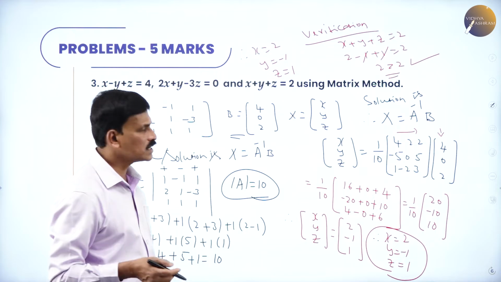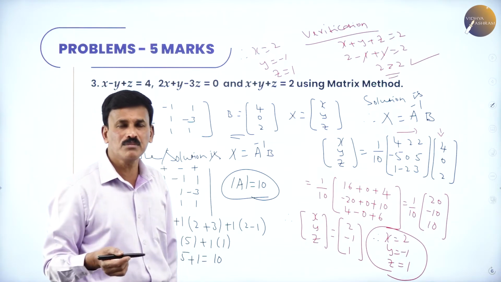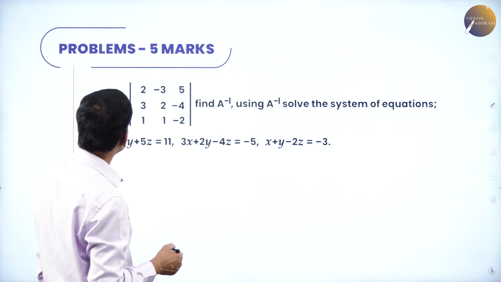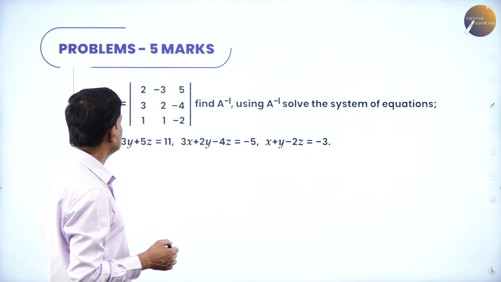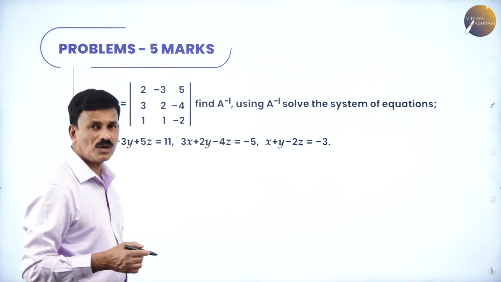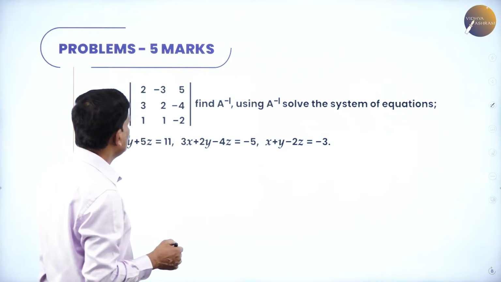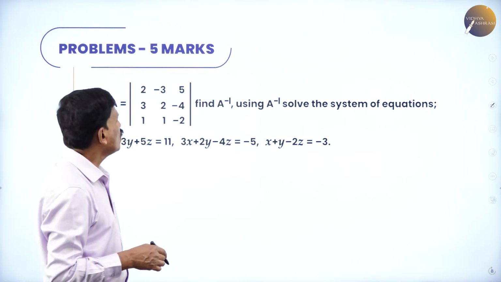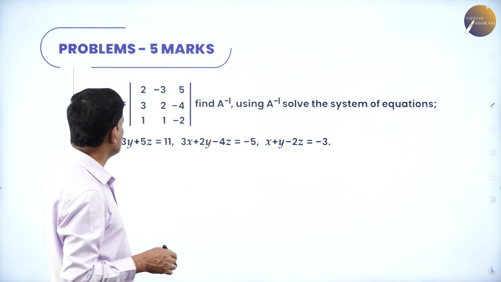Then let us come to the next problem. A similar type of problem can be asked in this method. Come to this method. Now, if A is equal to 2, -5, -3, 5 and 3, 2, -4, 1, -1, 1 and -2, find A inverse. The inverse of this matrix is to be determined. Using A inverse, solve the system of equations.